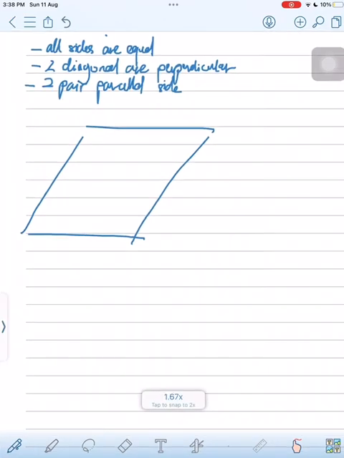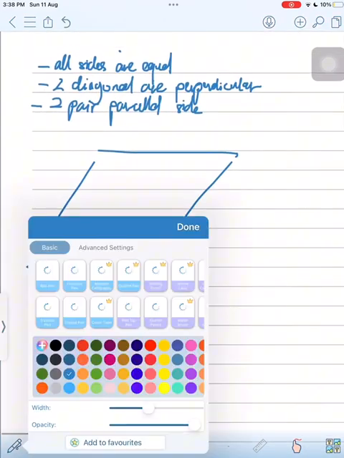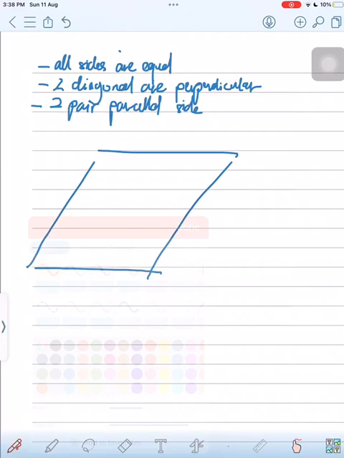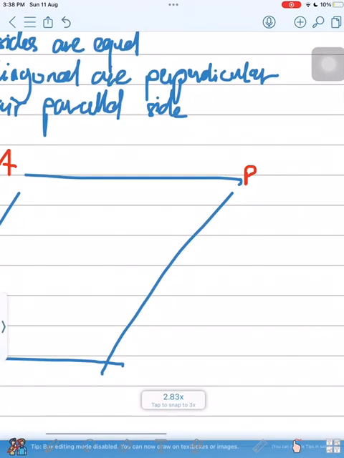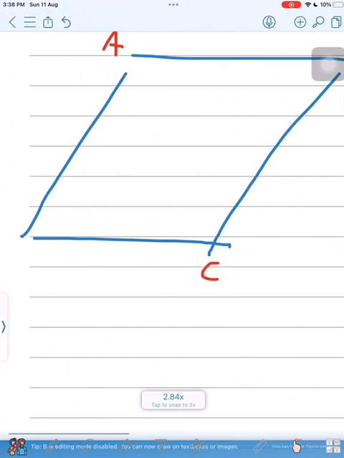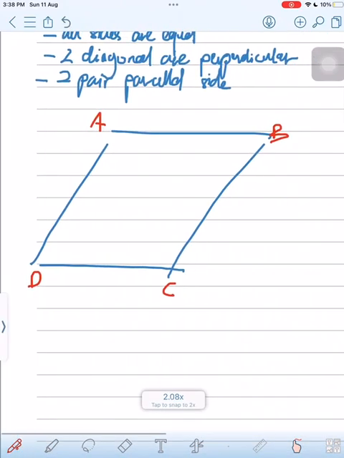Perpendicular means that they intersect, like a T or an X, whereas parallel just means they are the same distance apart. So firstly, we will draw the rhombus, and then we will label it with the points. You label it A, B, C, D. You can go in any direction, but you have to pick clockwise or anti-clockwise.